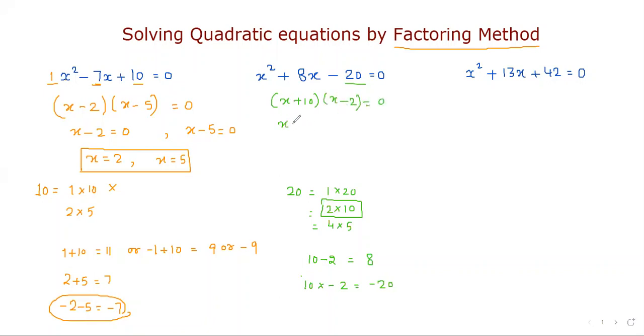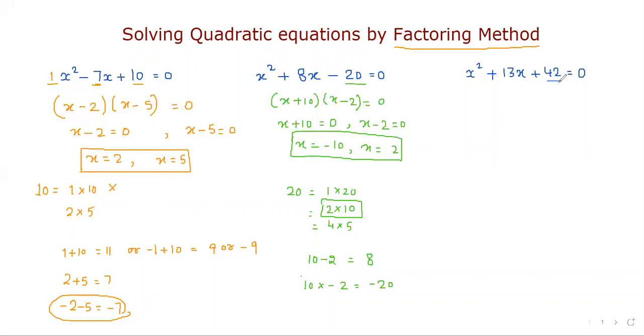And again, equate both to 0. So x plus 10 equals 0 and x minus 2 equals 0, which will be x equals negative 10 and x equals 2. So these are the two solutions of this quadratic equation. Now the third example we have here is x squared plus 13x plus 42 equals 0.